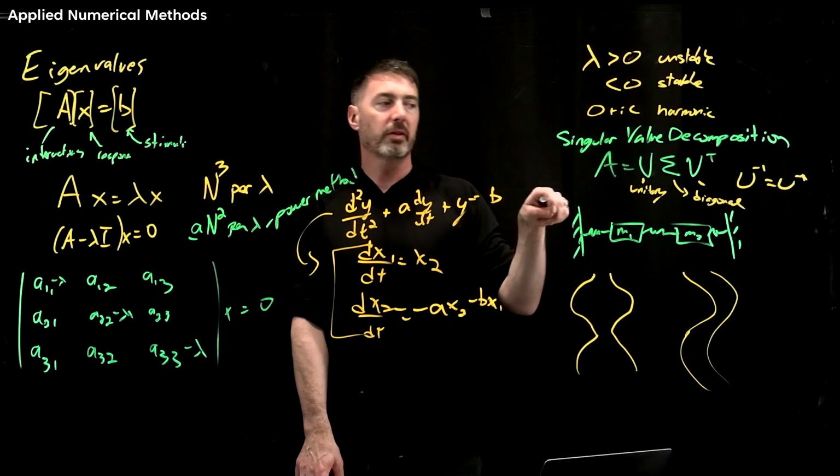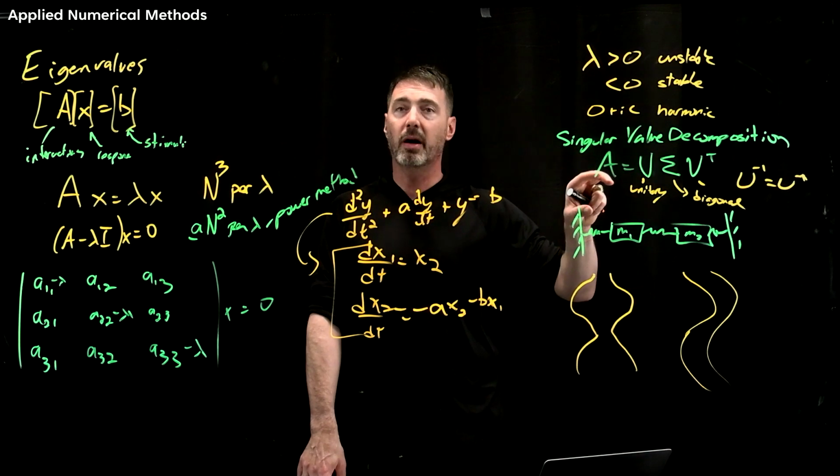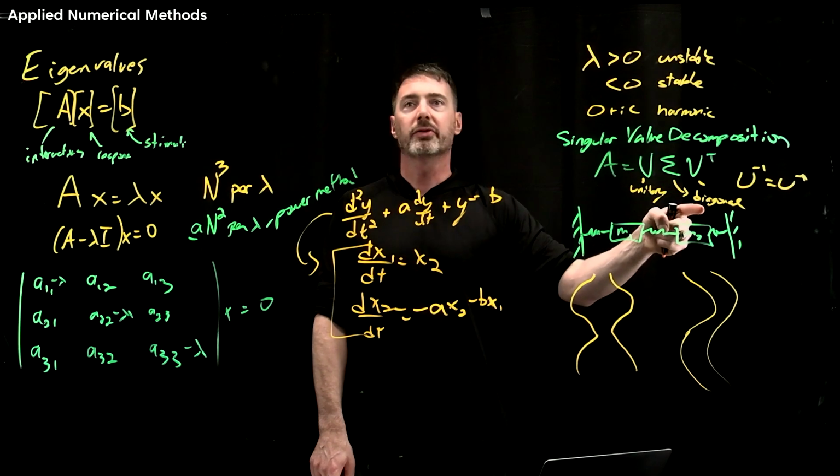And there are algorithms that will solve this. The highest level I'm going to leave you with now, without digging into this algorithm too much, is that basically these diagonal entries are the eigenvalues.